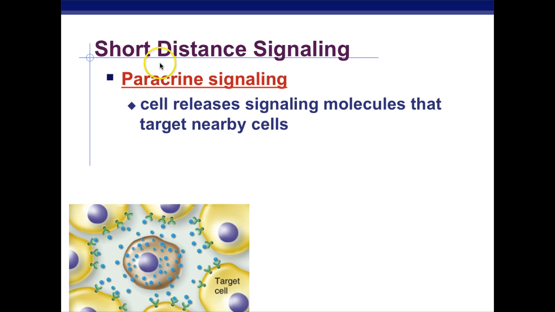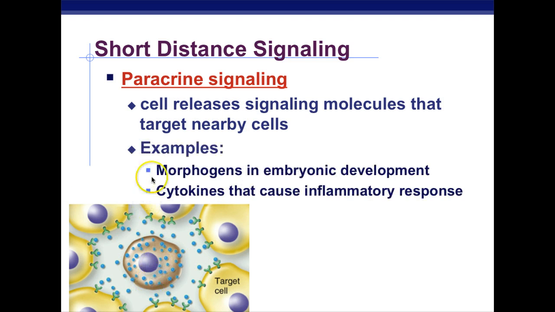Another example of short distance signaling is something called paracrine signaling. So cells release signal molecules that target nearby cells. And so examples are something called morphogens in embryonic development. We'll talk about this a little bit later, but this is how the cells of the body know how to coordinate to form all the different parts of the embryo. So how cells in the head know to become cells of the brain and of the eyes, etc., and how cells of the rump know how to form legs and everything else.